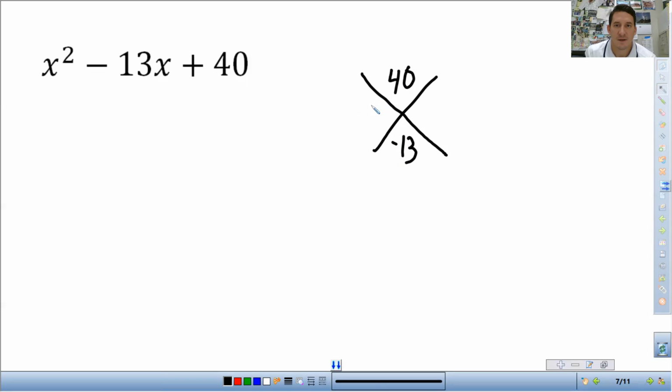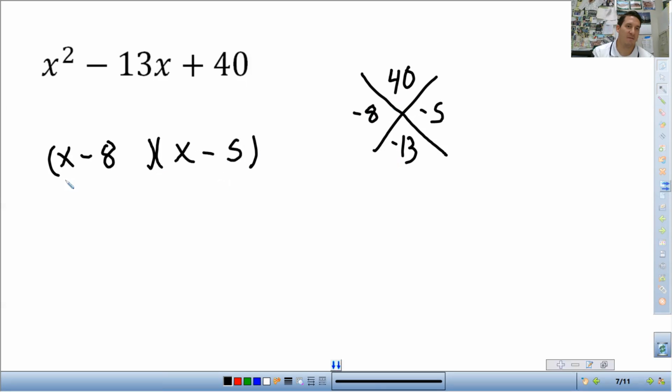That'll be negative 8 and negative 5. Negative 8 times negative 5 is positive 40. Negative 8 plus negative 5 is negative 13. When we factor this, it's going to be x minus 8 and then x minus 5.